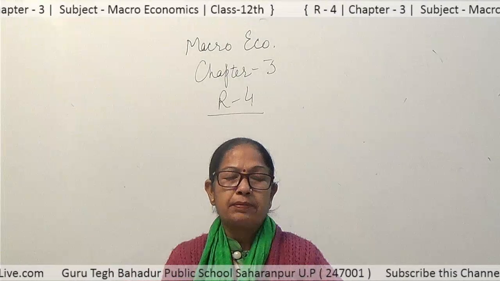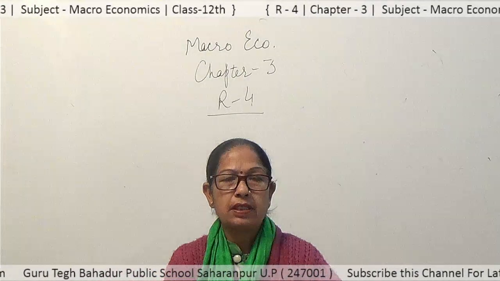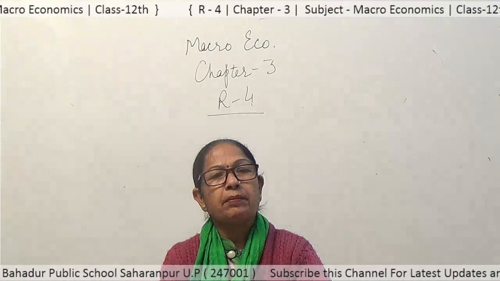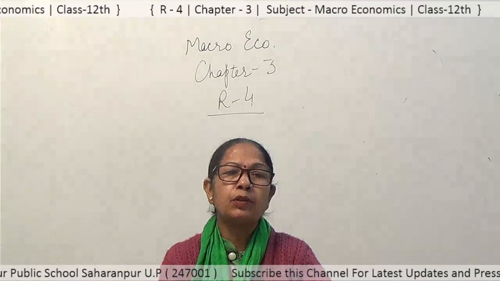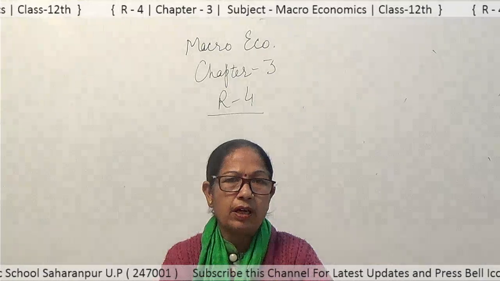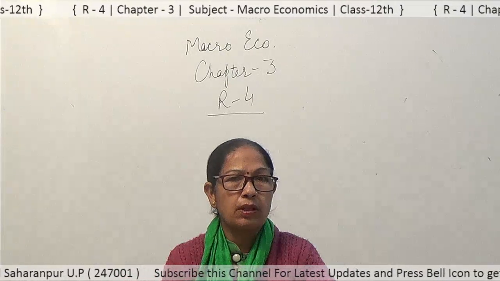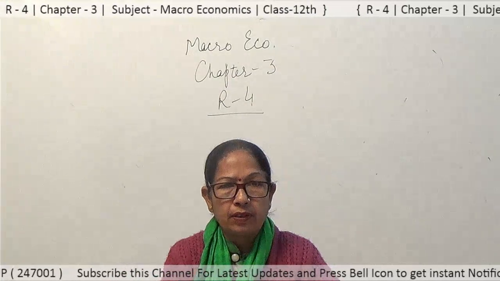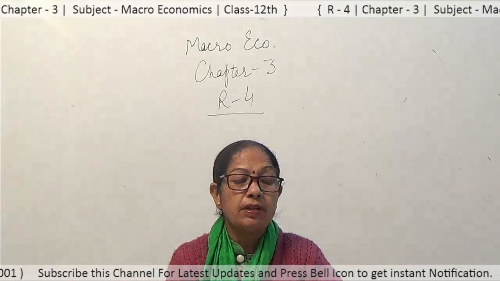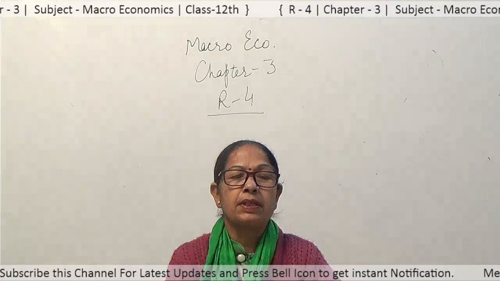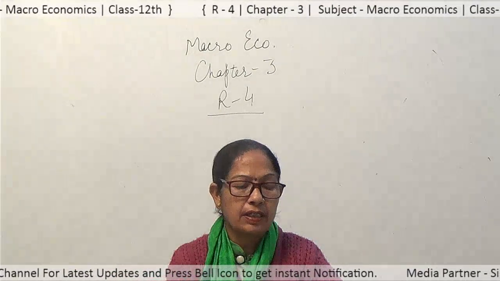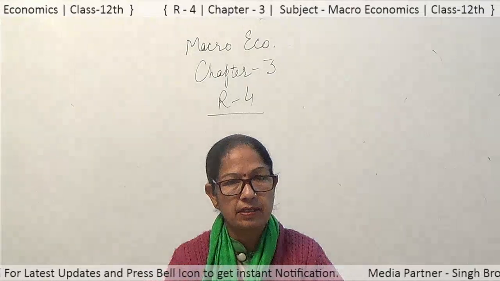We are revising chapter 3 of macroeconomics, that is determination of income and employment. Some of the important terms I have explained to you, and now I will explain something more about the chapter. In the chapter there are many important topics. First of all, two approaches to macroeconomics. There are two main approaches, first of classical economists, second of Keynes.